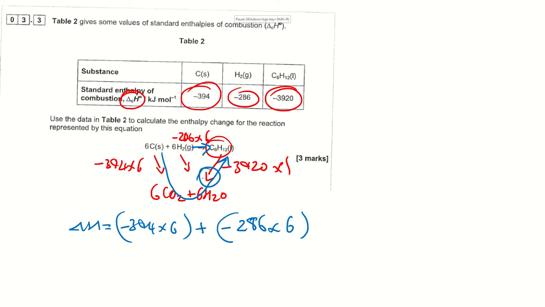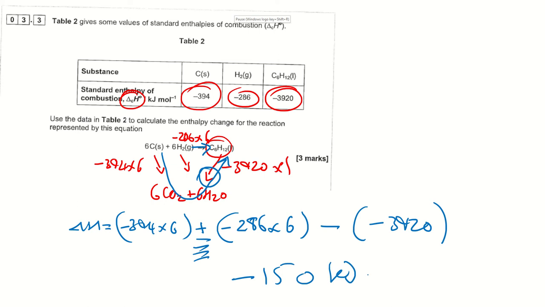Now this arrow is going against us. Our blue arrow wants to go from reactants to products. That's going against us. So instead of adding that, we take that away. So that is minus 3920 or plus 3920. The answer there comes out at minus 150 kilojoules per mole. Some of us were getting this answer as a positive value, which costs you a mark, so just be careful with your math. Sorry, it's actually 160, not 150.